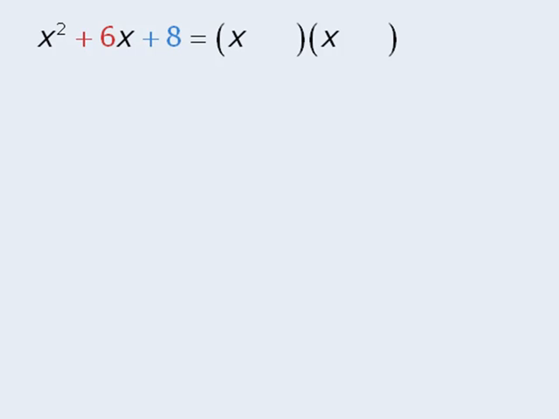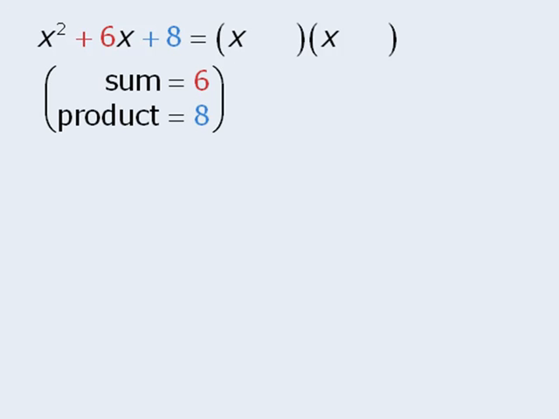To find these constant terms, we have some clues. Based on the polynomial here, we know that the sum of the two constants will be 6, and the product must be 8. So what are two numbers that add to 6 and have a product of 8? If you said positive 4 and positive 2, you are right, so our factorization is now complete. X squared plus 6x plus 8 can be factored to be x plus 4 times x plus 2. Now if we wish to confirm that we have factored this correctly, we can simply expand these two binomials to see that the result is indeed x squared plus 6x plus 8.